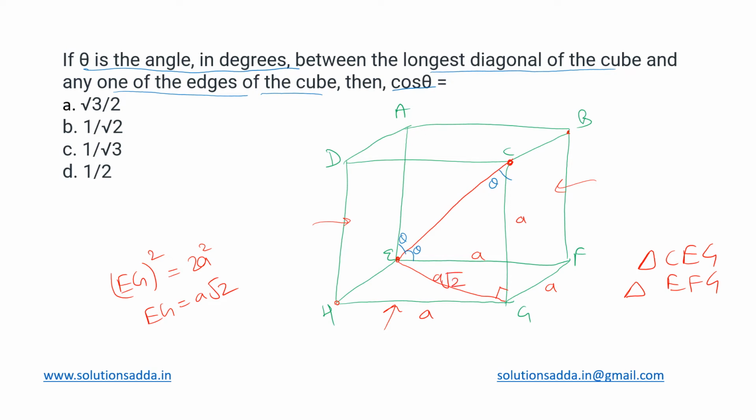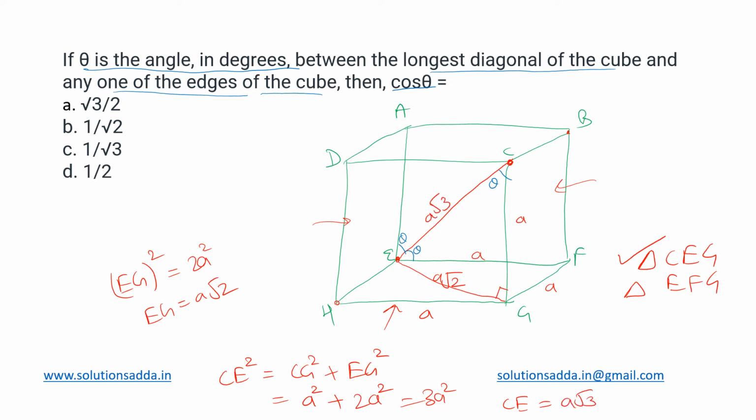And now in our triangle CEG, we'll again apply the Pythagoras theorem. With that, the length of the longest diagonal CE squared would be CG squared plus EG squared. CG is already known to us as A, and EG we just found out to be A root 2, so its square would be 2A squared. So from this we get the length of CE, or our longest diagonal, to be A root 3.